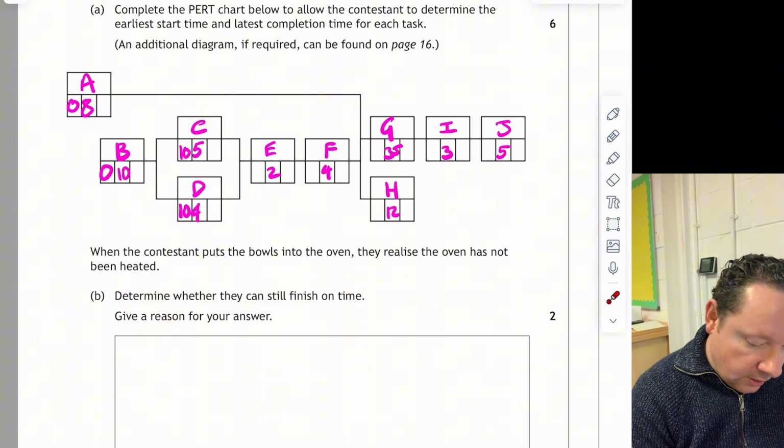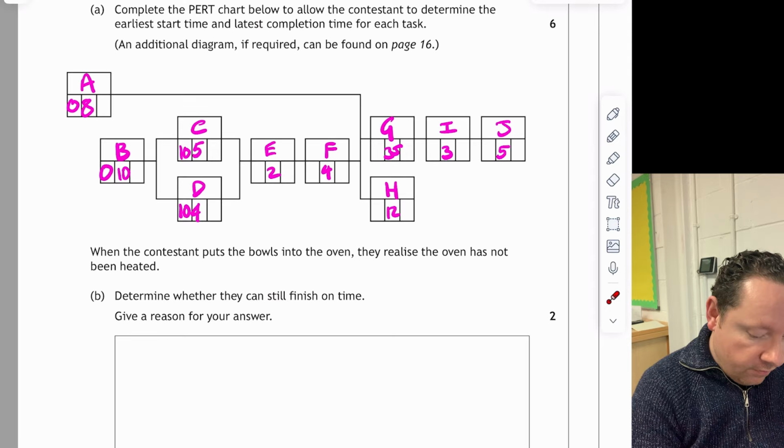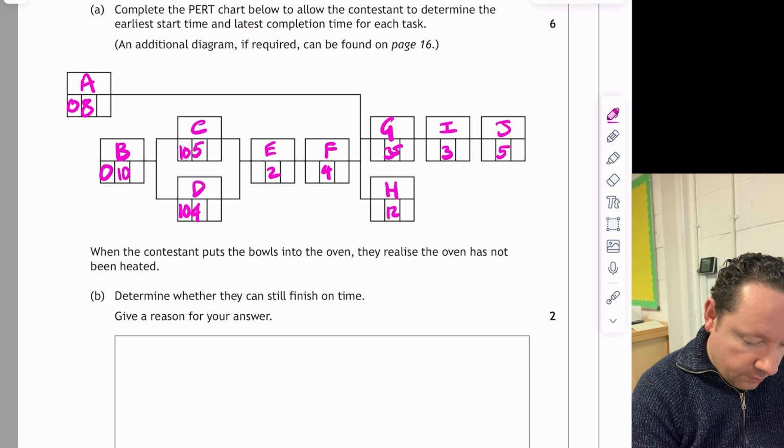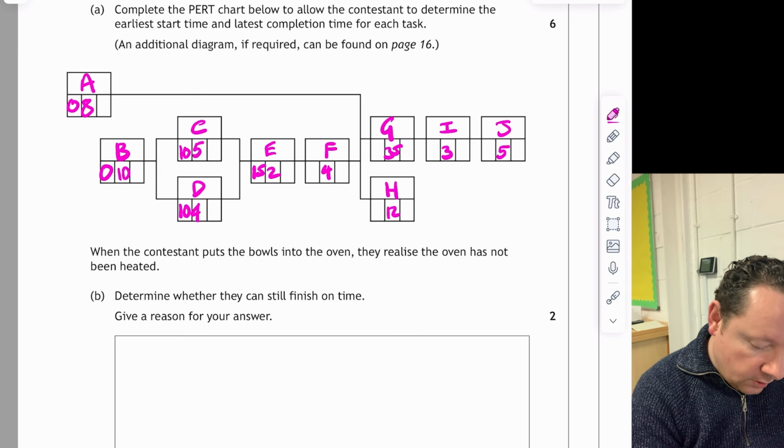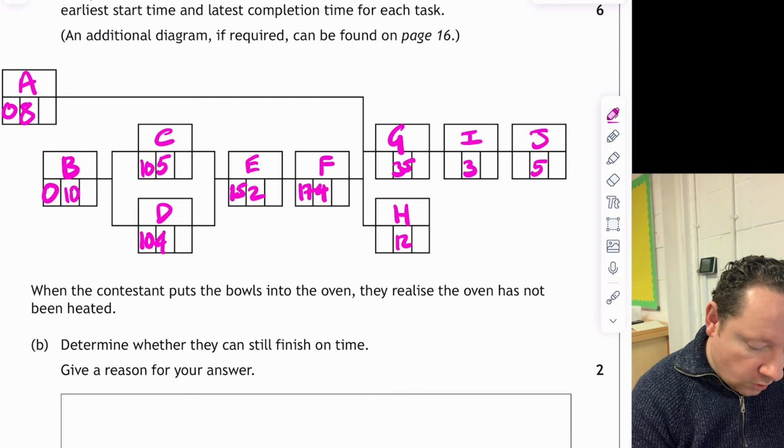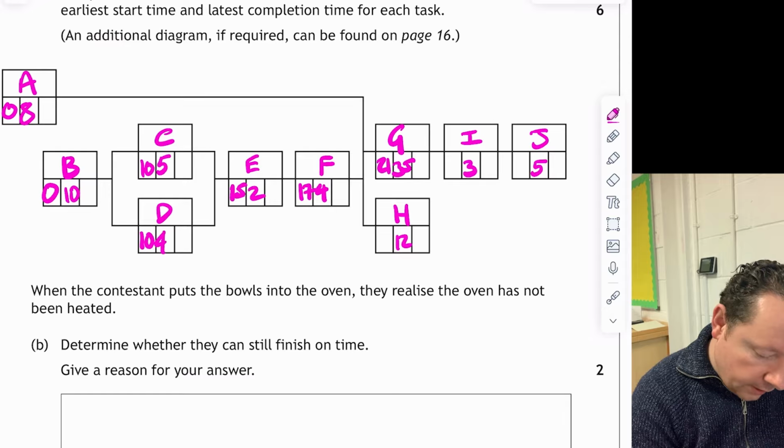And then looking at this next one is the key one. That is 15 because I need to wait until this one finishes. So 10 plus 5 is 15. And 15 plus 2 is 17. 17 plus 4 is 21. So this will both be 21.